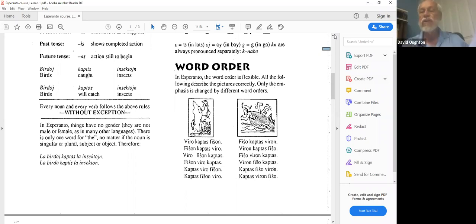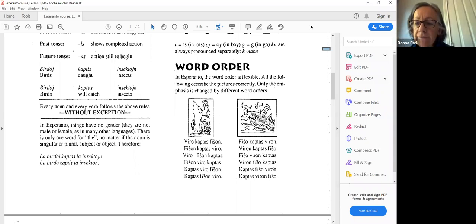Now, as English speaking people, I personally find it easier to use the kind of word order that we would in English. So I would prefer the first sentence, Viro kaptas fishon, for the man catches the fish. But any of those would be proper. Okay?